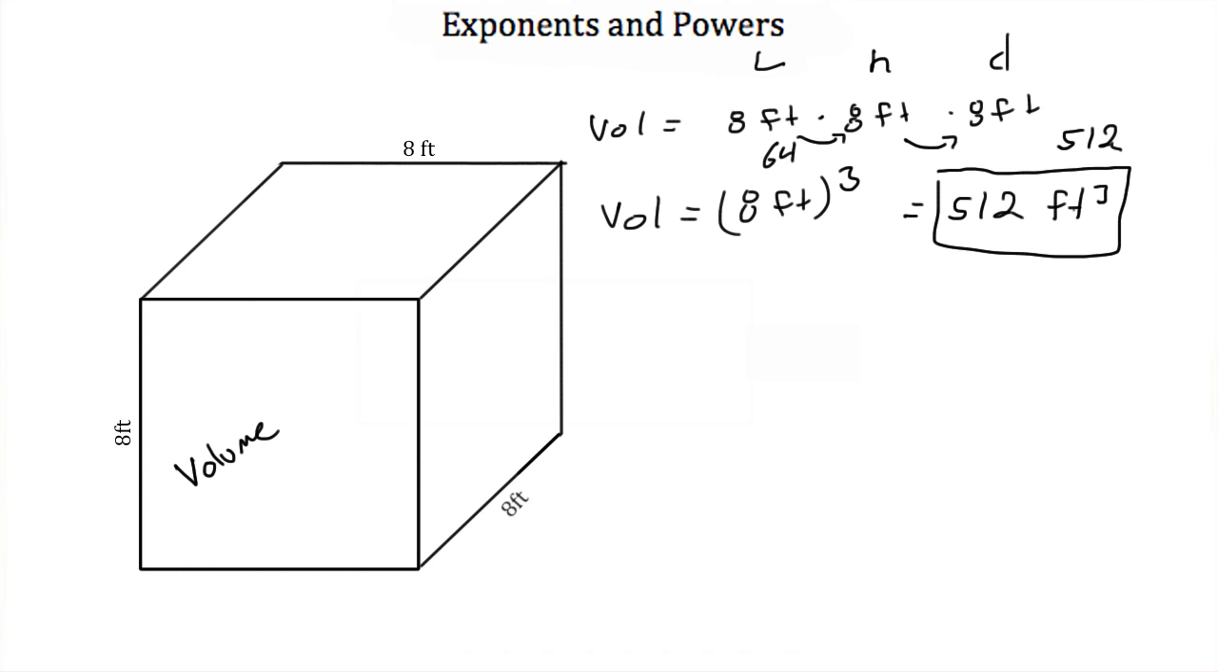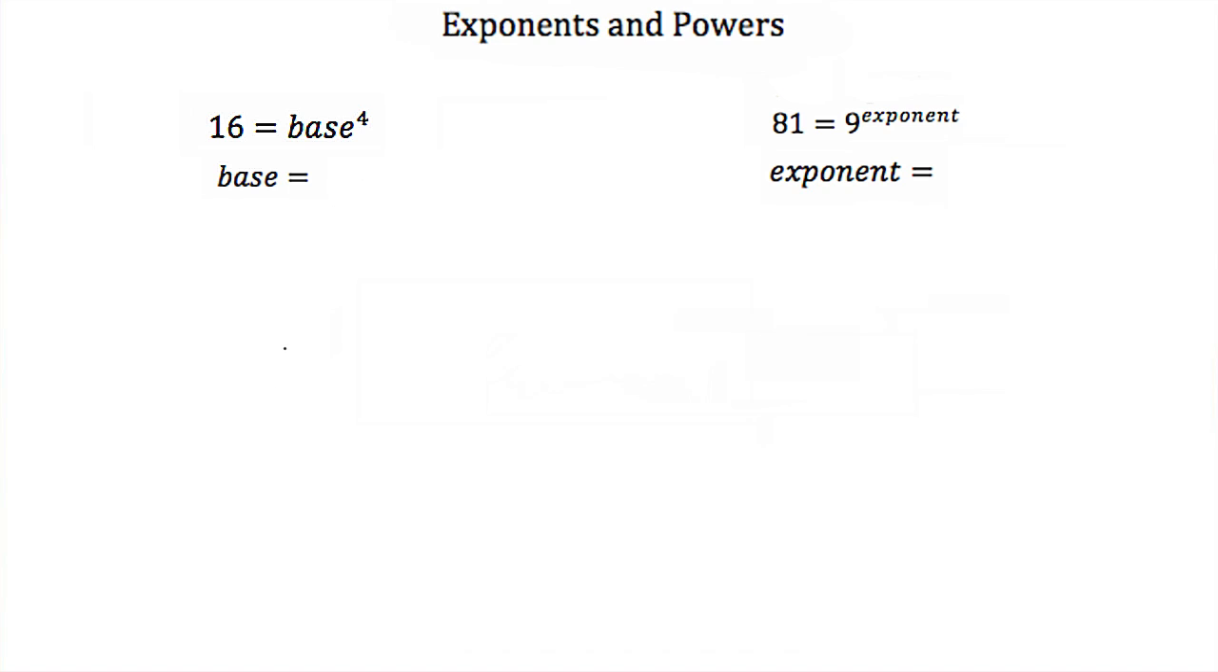Now lastly, let's see if we can go backwards. Here we're told that 16 is equal to some base that we don't know to the 4th power, and we're asked to find that base. Well, since we know we have to do it to the 4th power, that means we're going to need 4 numbers, or 4 of the same number, multiplied together. It's going to equal 16.